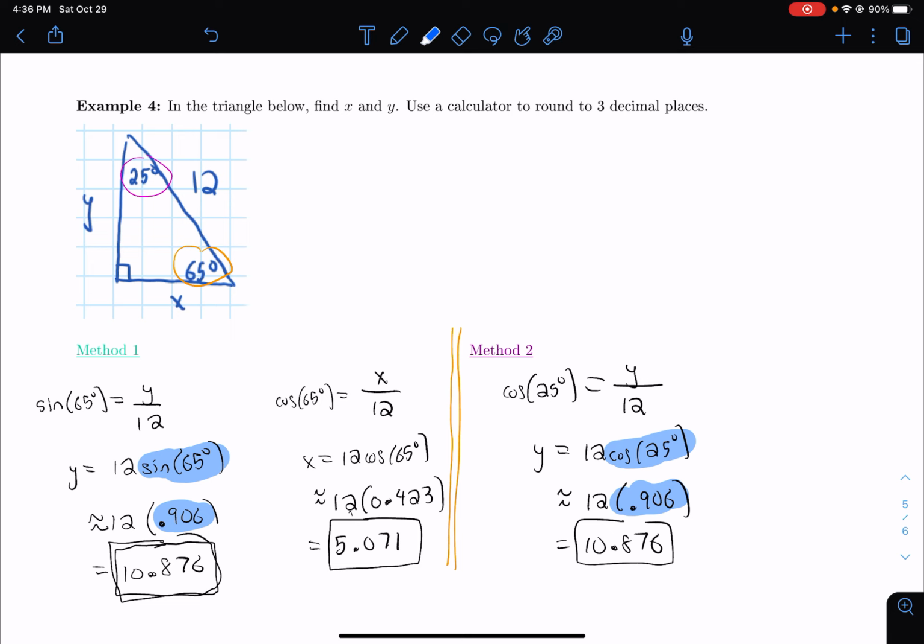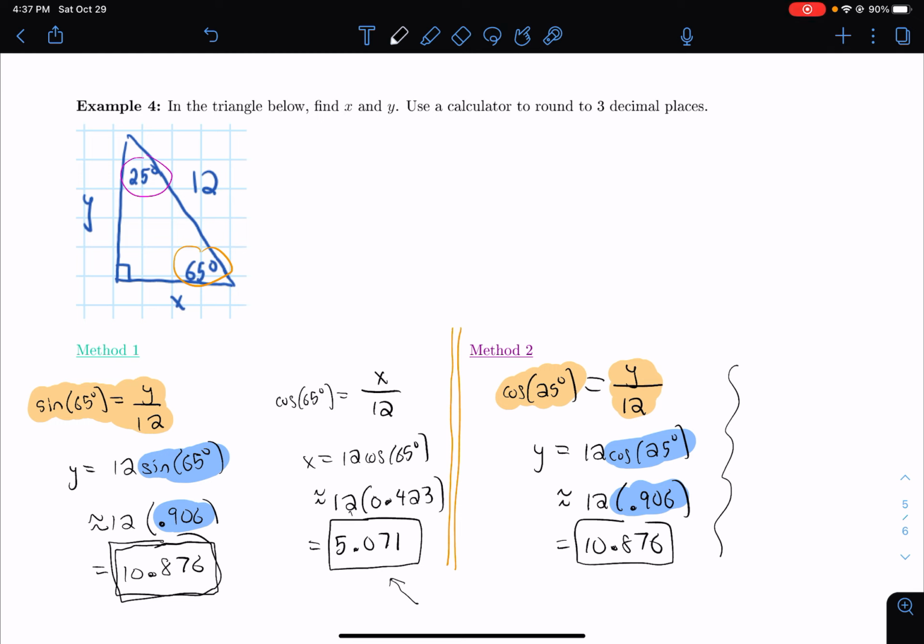And we can actually see why we'd expect that from the picture. Because sine of 65 was the opposite over the hypotenuse. That was y over 12. But if I look at cosine of 25, it was the adjacent y divided by the hypotenuse, 12, and that gives me the same thing, y over 12. So we would expect sine of 65 to be the same as cosine of 25. I won't work it out, but if I did the same thing with the 25-degree angle using sine, I'll get the same value for x, about 5.071.